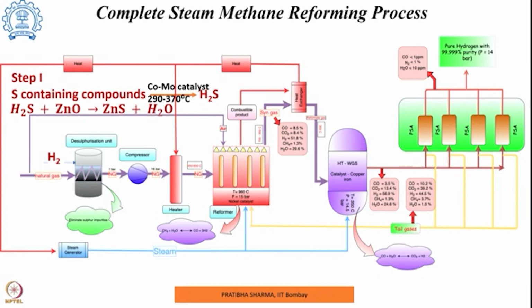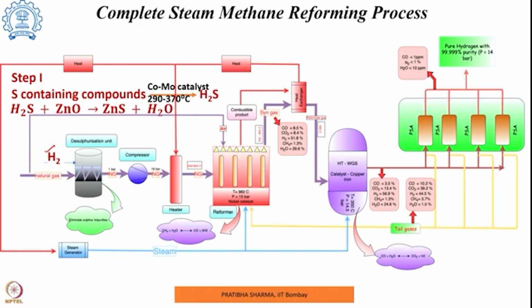In the first step, a small split stream of hydrogen from the product side, it is used for catalytic hydrogenation of sulfur containing compounds on a sulfur tolerant catalyst, which is cobalt molybdenum catalyst, at a temperature of 290 to 370 degrees centigrade, and that forms H2S. This H2S which is formed is scrubbed on a zinc oxide bed to form ZnS and steam.